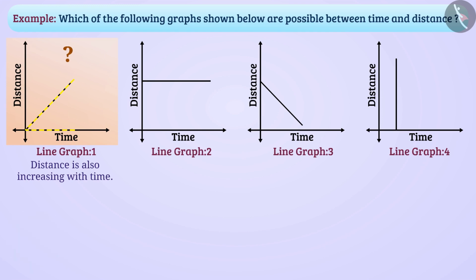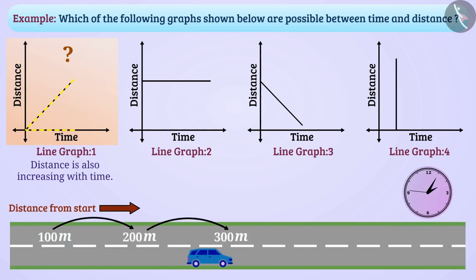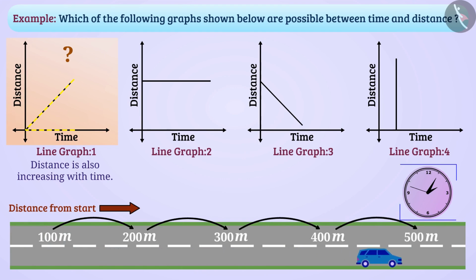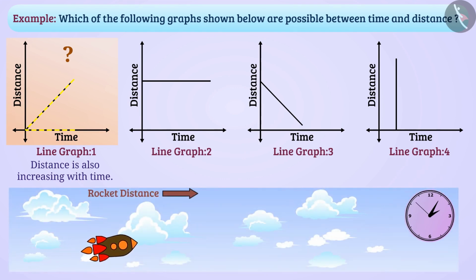Absolutely right. It is possible that distance increases with time. For example, the distance from the start of a vehicle's journey increases over time. The distance traveled by a rocket also increases with time. Therefore, we can say that line graph 1 can be a time-distance graph.